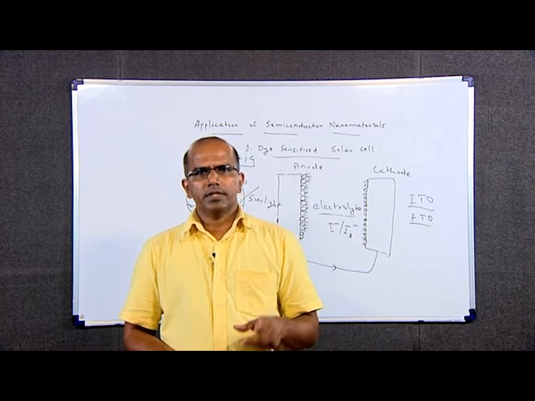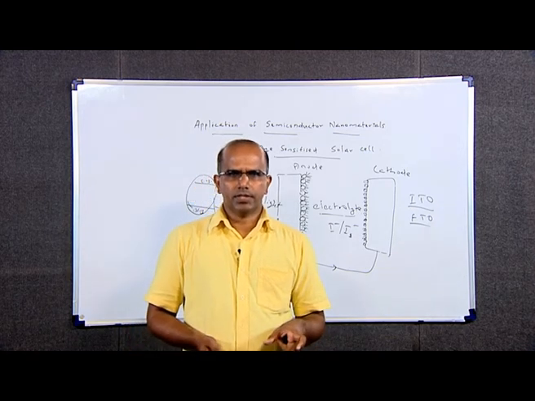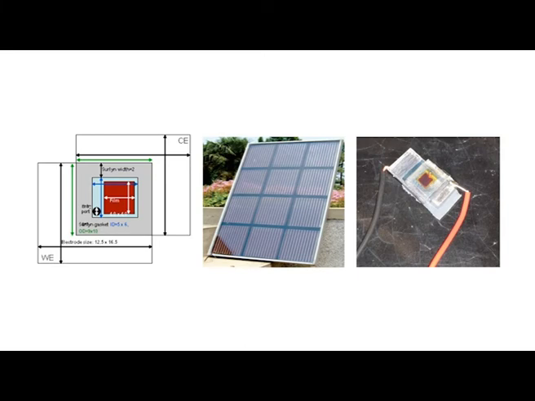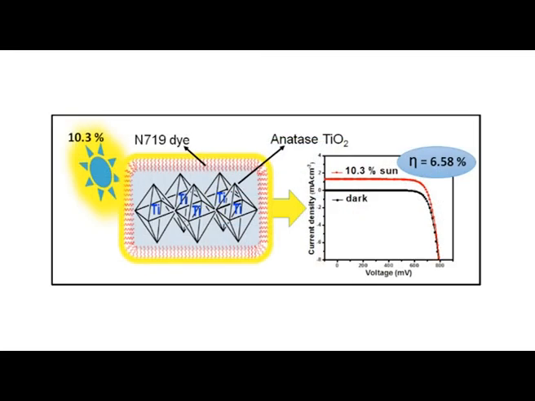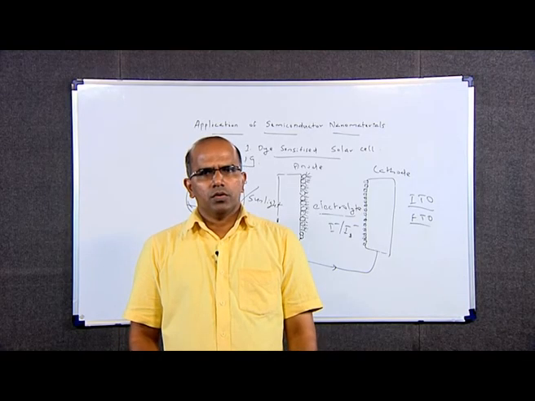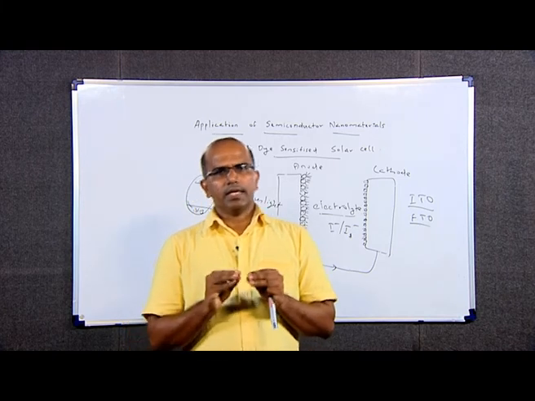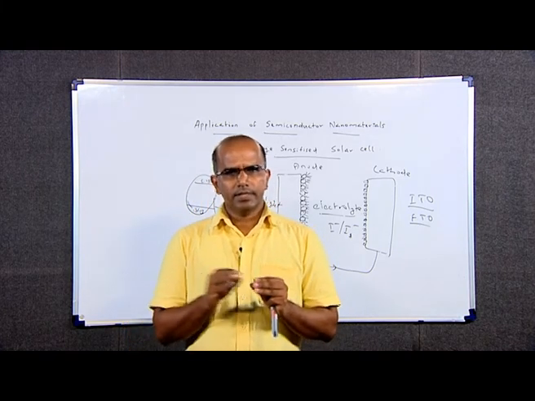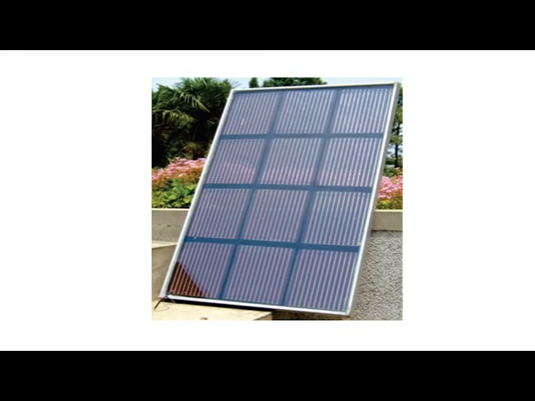And you can test the efficiency of the dye-sensitized solar cells by using a solar simulator. So, in this picture you can see a dye-sensitized solar cell we made in our lab, and it is showing an efficiency of 6.58%. So, many more cells can be combined in series and it can make a large panel.